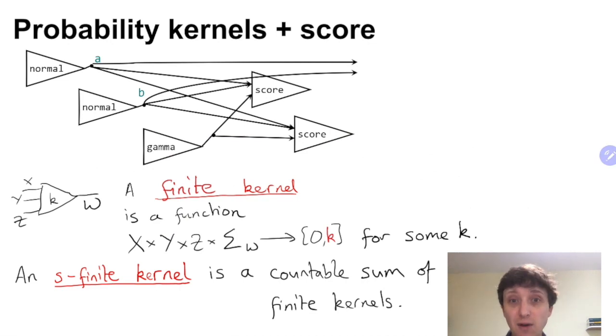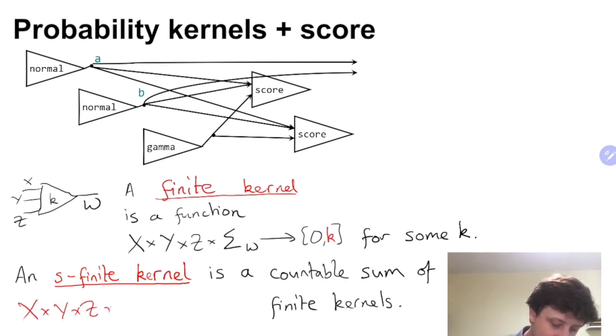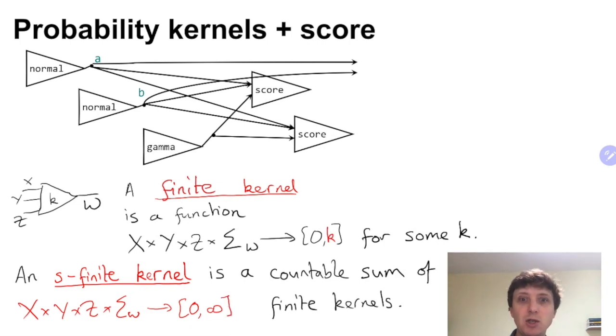And finally, an S-finite kernel is a countable sum of finite kernels. If you've got measure kernels, you can add them together, and they're again measure kernels. So an S-finite kernel is a countable sum of finite kernels. And so that's going to be something a bit like x times y times z, giving me a measure on sigma W, but it might actually be an infinite measure. But it's not any old infinite measure that's allowed. It's got to be a countable sum of finite kernels. And that countable sum has to be the same across the parameter choices.